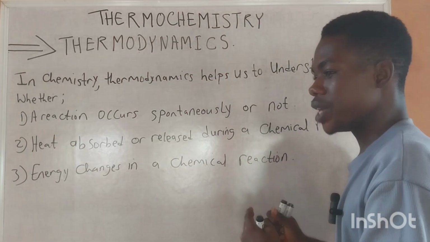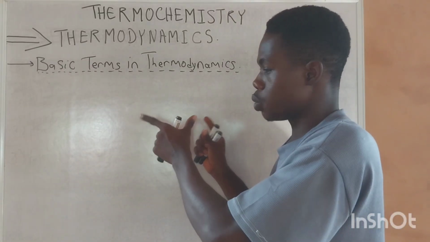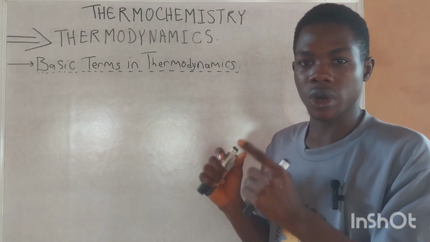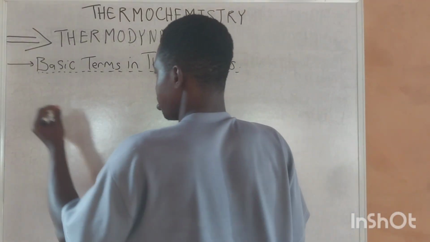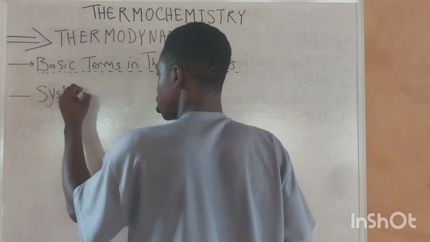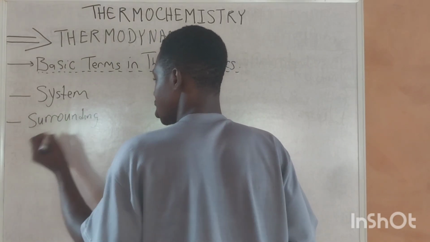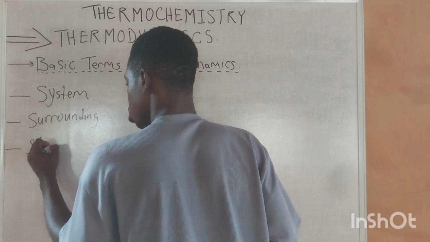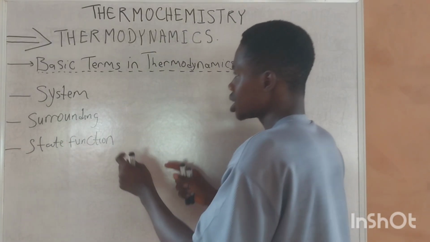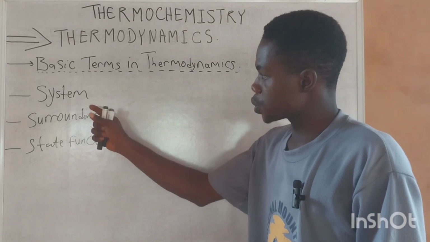So from here, we'll be moving straight to basic terms in thermodynamics. Under basic terms in thermodynamics, we have several, but in the course of today's lesson, we'll be talking about three of them majorly. The first one is system, then surrounding, and then the last one is state function. These three basic terms are what I'll be talking about in today's lesson. I'll be starting with the first one, which is system.